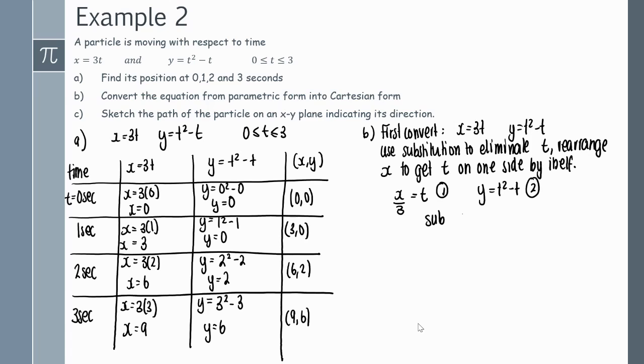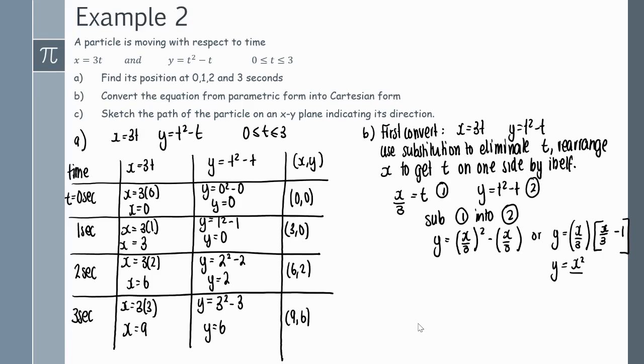So I'm going to use that equation and sub it into my y equals t squared minus t. When I do that, everywhere I see a t, I'm going to put x over 3. So I get y equals x on 3 squared minus x on 3. I'm going to write it as y equals x squared over 9 minus x on 3. So my graph should look like a parabola when I draw it. Let's have a look.